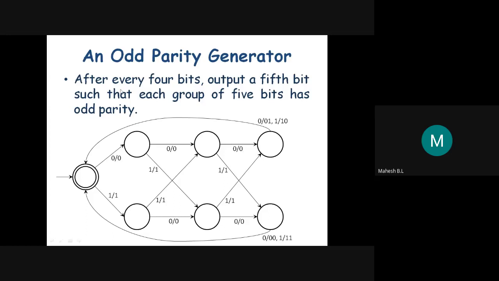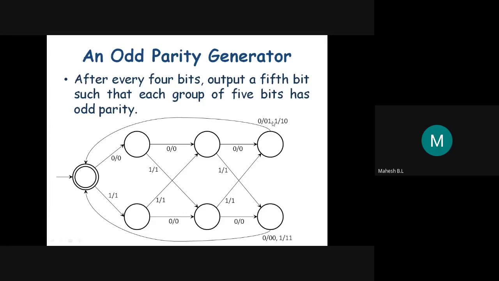So what is the function of this Mealy machine? After 4 bits, it should generate a 5th bit such that each group of 5 bits has odd parity. So we encountered 3 zeros, and 3 zeros are generated. Then the 4th bit, if it is 0, we need to generate 0, 1.